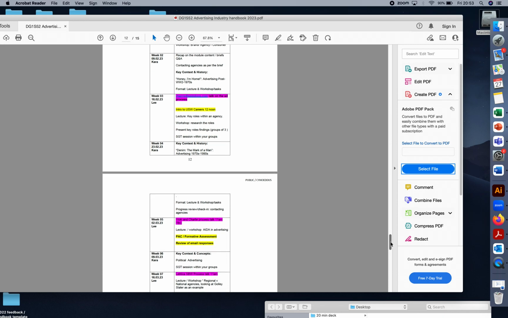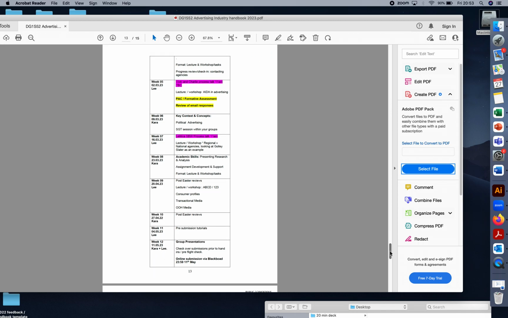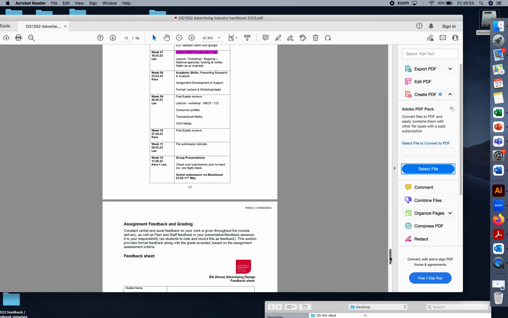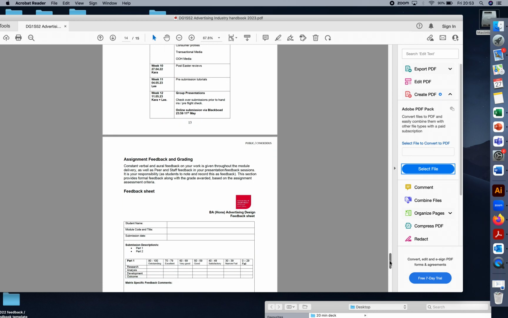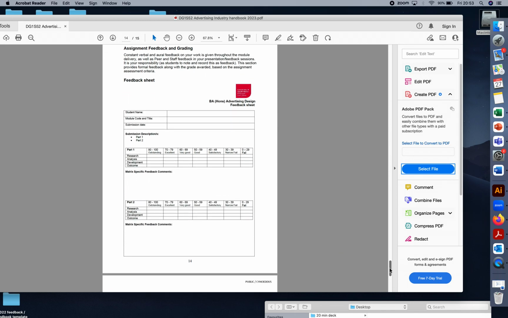And then we're going to do some pre-Easter tutorials, and then some post-Easter tutorials, and then you submit again on Blackboard on the 11th of May. And then there's your feedback sheet. As I said earlier, you're now quite familiar with this. So that is an overview of the module.